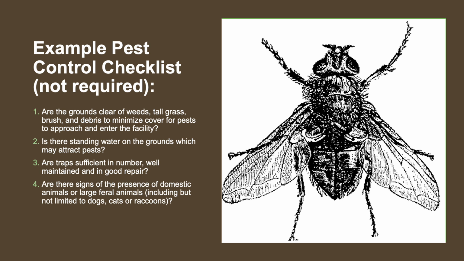Is there standing water on the grounds, which may attract pests? Are traps sufficient in number, well maintained, and in good repair? Are there signs of the presence of domestic animals or large feral animals, including but not limited to dogs, cats, or raccoons?